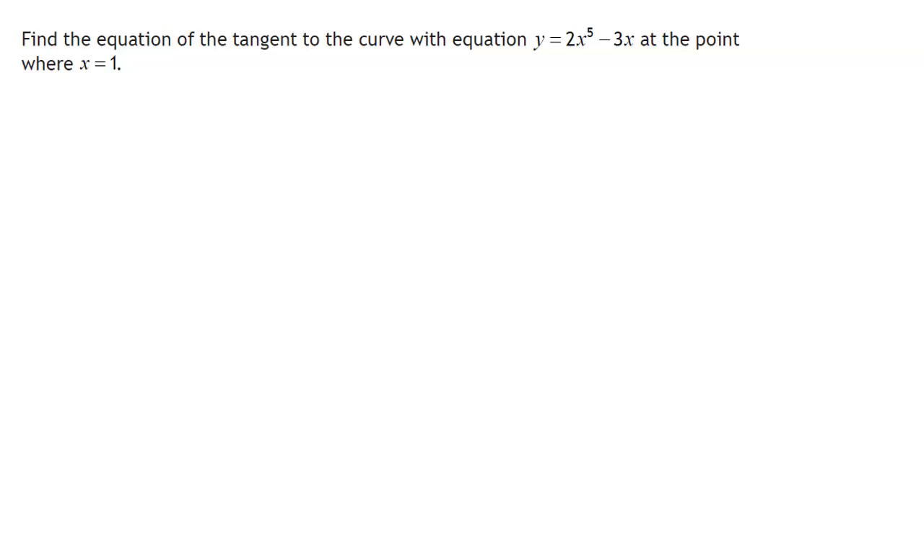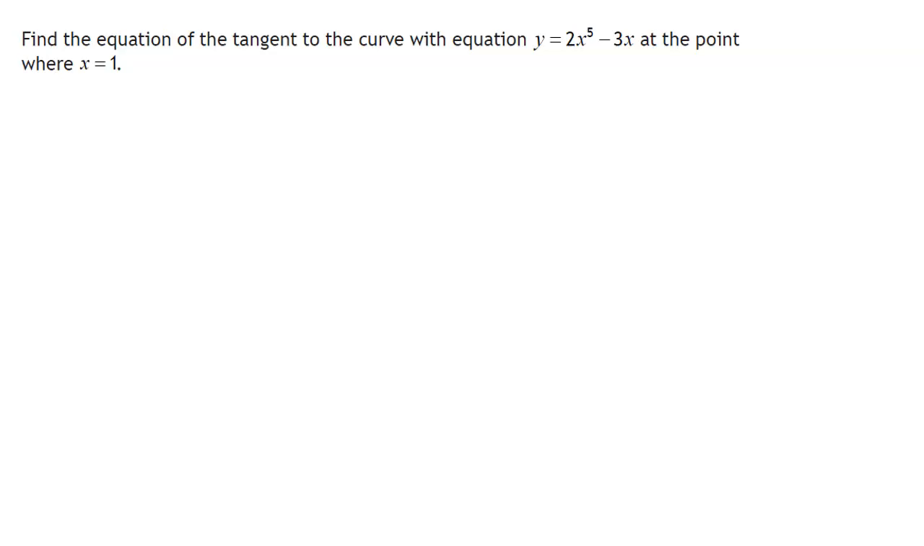Now normally gradient is found using 2 points on a line, but in this case we don't have a second point. However, gradient can also be calculated using the rate of change of the curve, i.e. the derivative. So what we can do is calculate the derivative at the given point where x is equal to 1. That'll give me the gradient of my line. I can then use that back into the equation and take it from there. So let's break this down and do it.